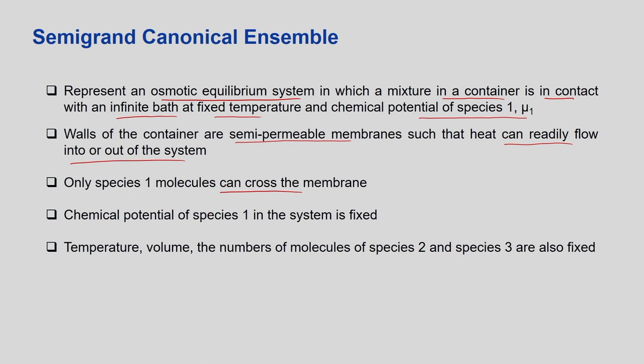In this case, the chemical potential of species 1 in the system is fixed. So what are we talking about? The temperature is fixed, the volume is fixed, and the numbers of the other molecules, species 2, species 3, and suppose there are other molecules like 4, 5, 6, are also fixed. So what is varying here? The varying part is the number of molecules N1, and only N1 in this case.